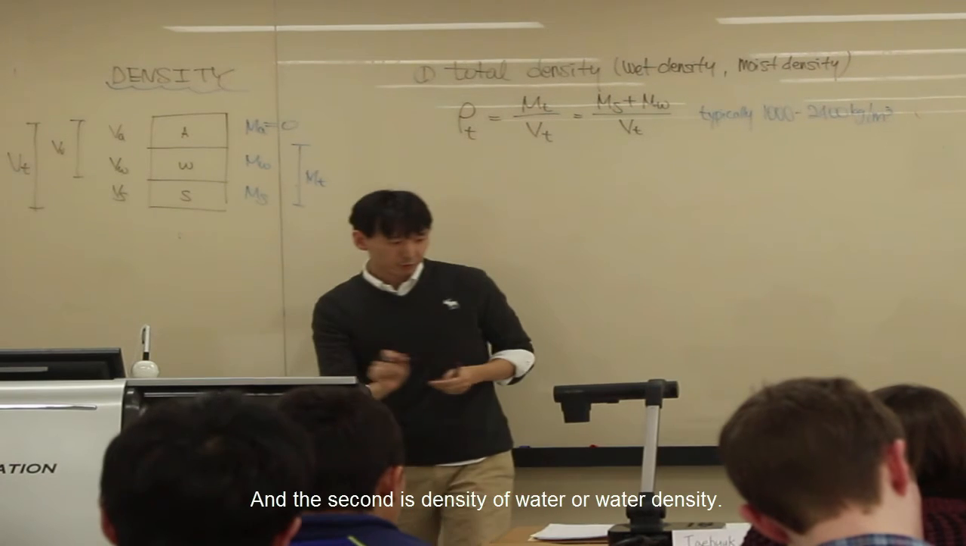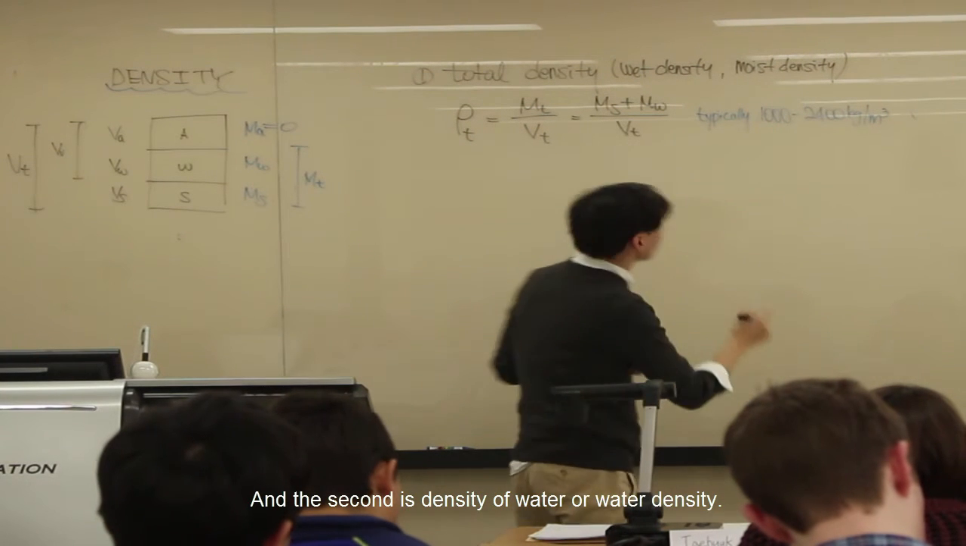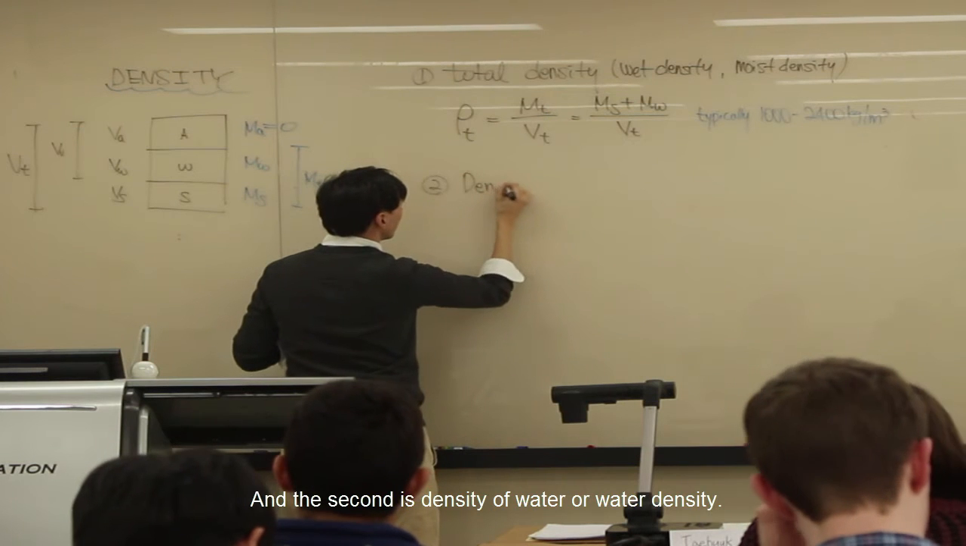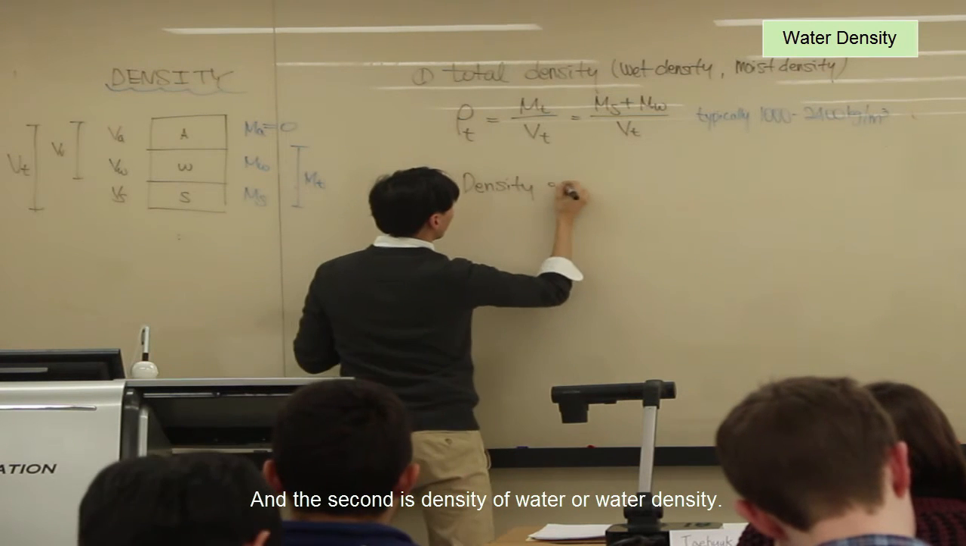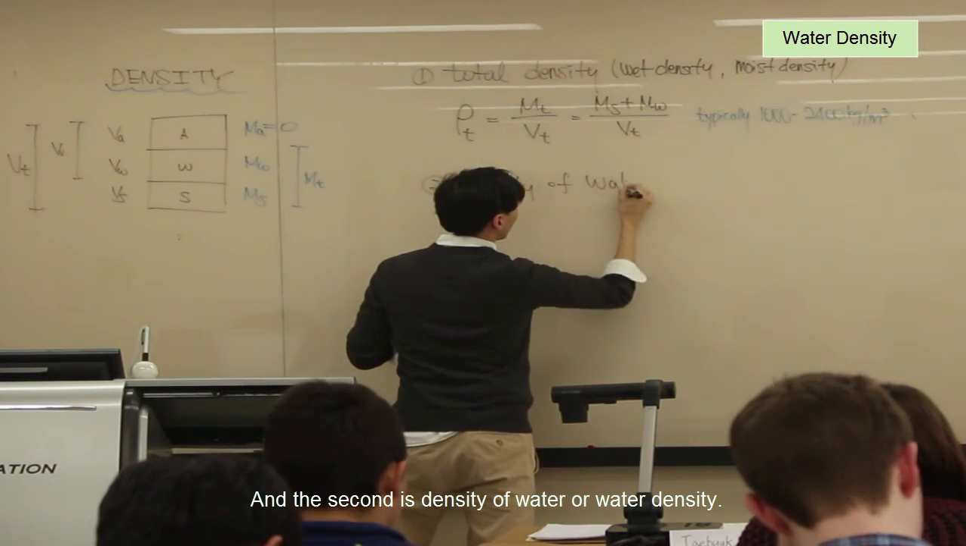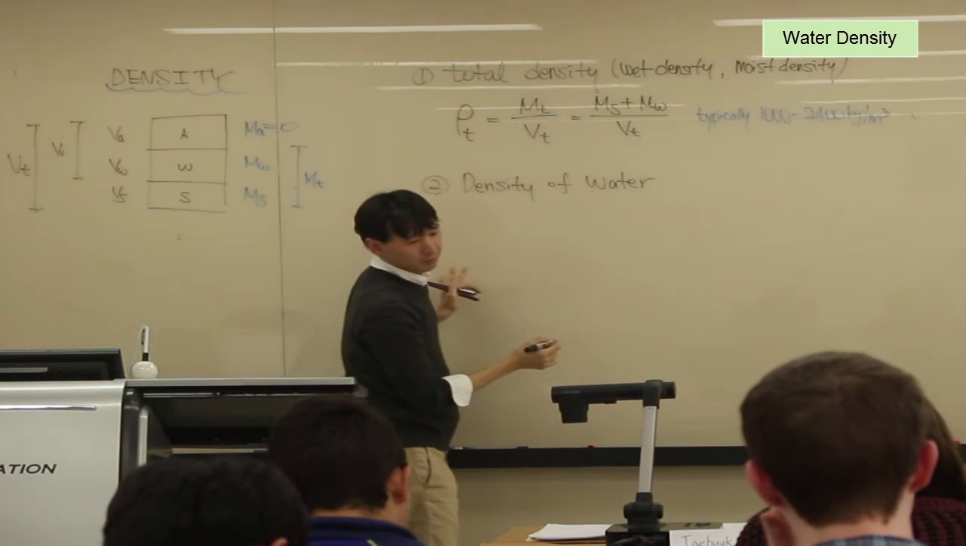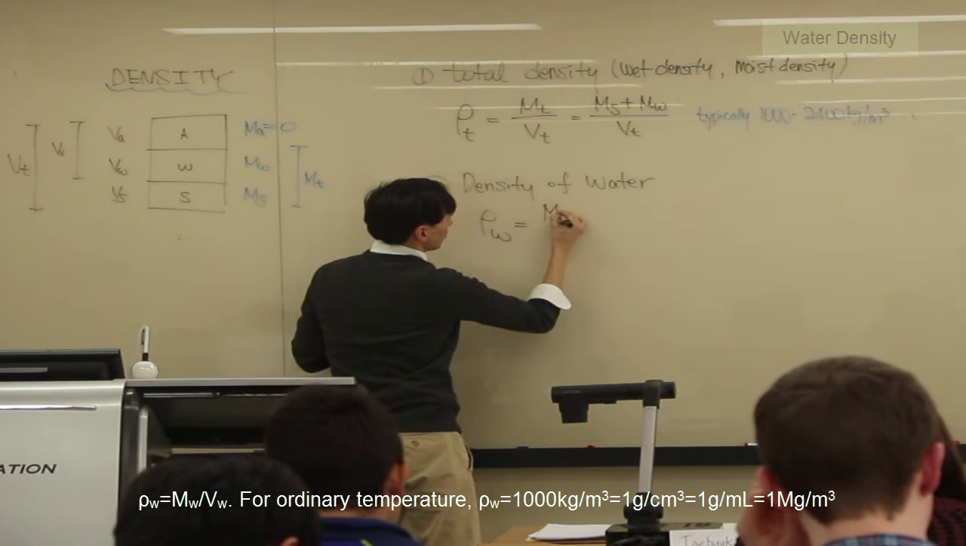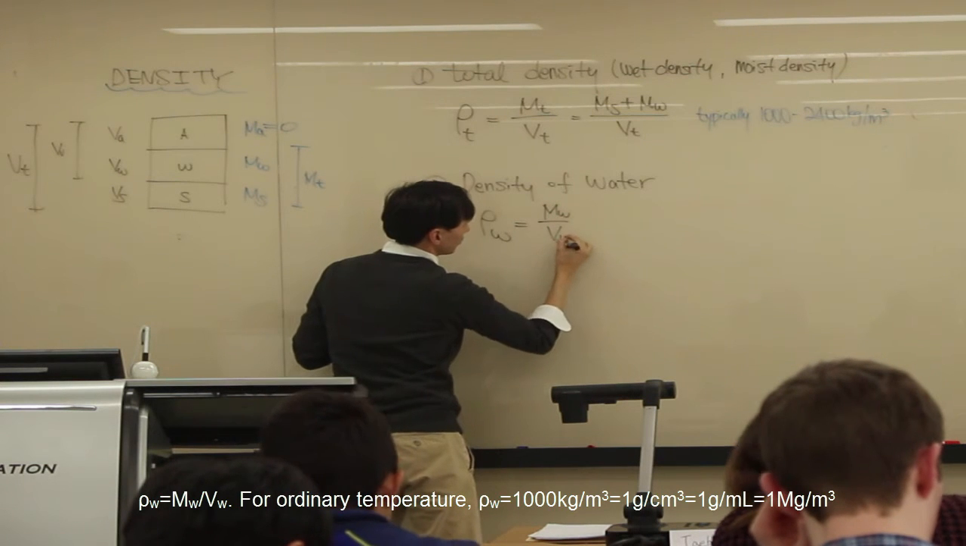And the second is the density of the water, or water density. Rho W is M W over V W.